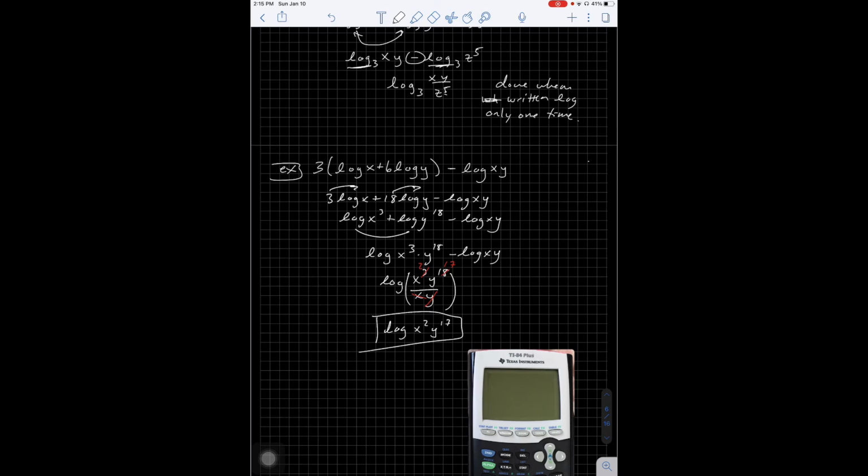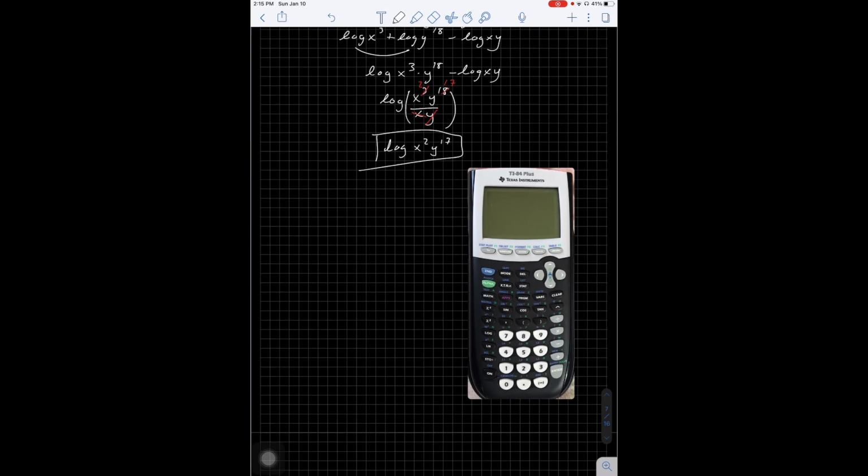Now, a quick word about notation. If you have the log of two things added, let's say x plus y, you have to put parentheses around that. If you don't, this is the log of x and then plus y, not the log of the sum itself. So make sure that you put parentheses on if you use addition or subtraction.